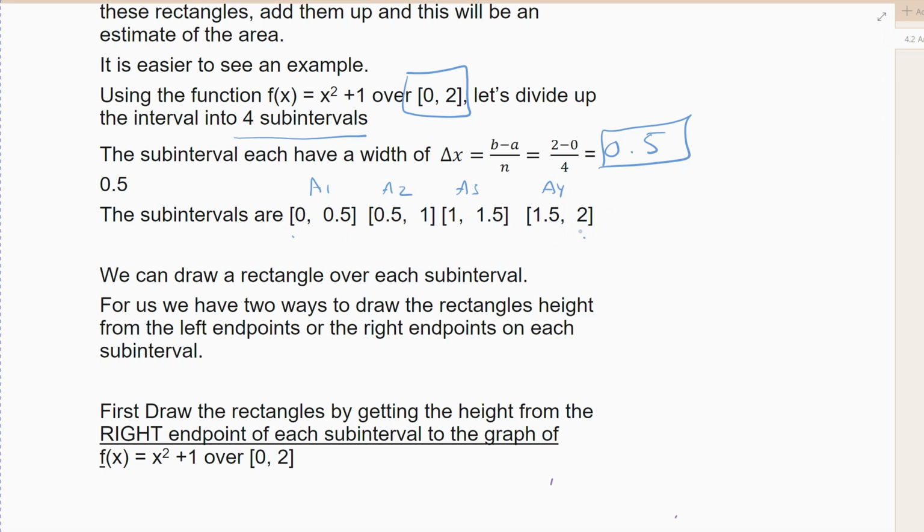What we can do is draw a rectangle over each one of those little areas. Now, the problem is there are actually infinitely many ways to draw your rectangle. We're going to look at the 2 easiest cases, using the left endpoint and the right endpoint.